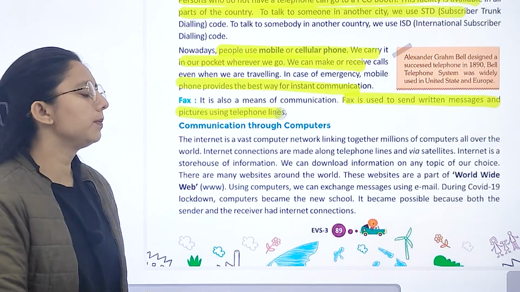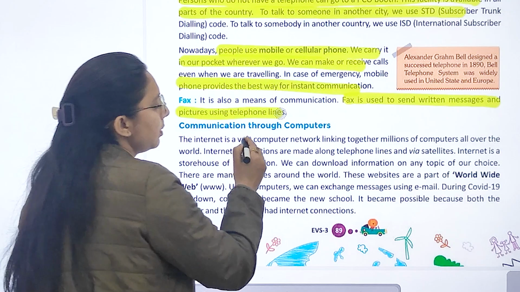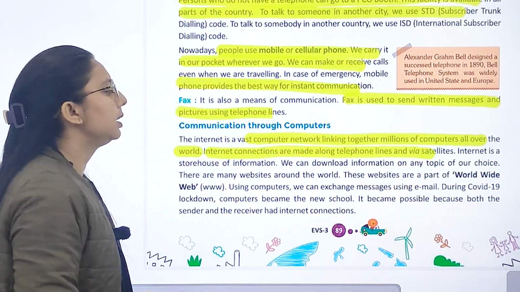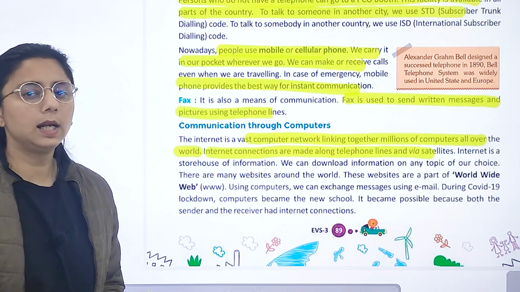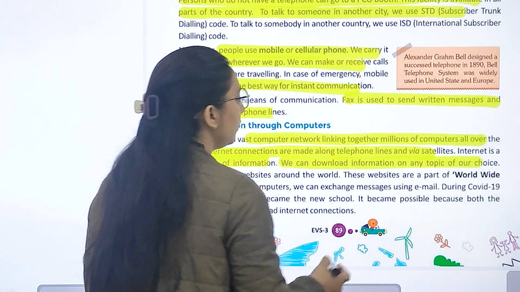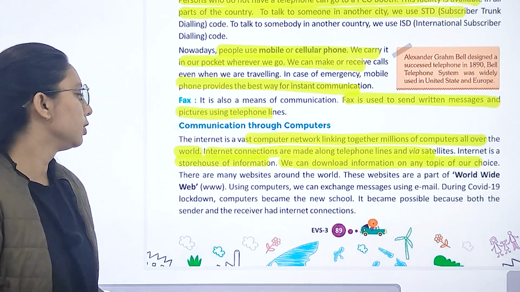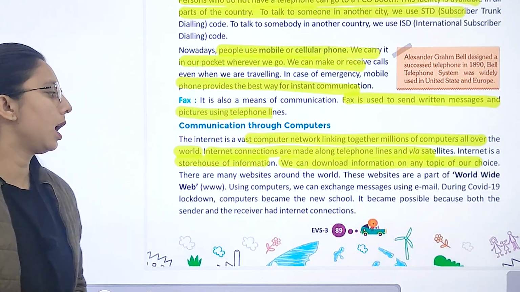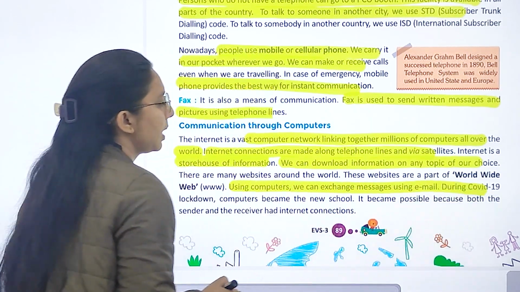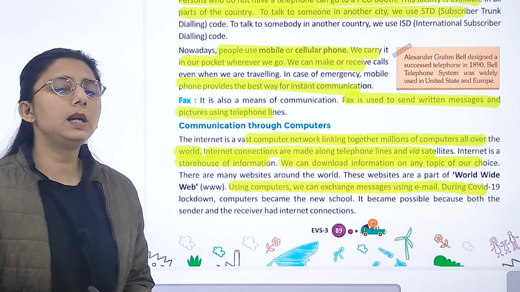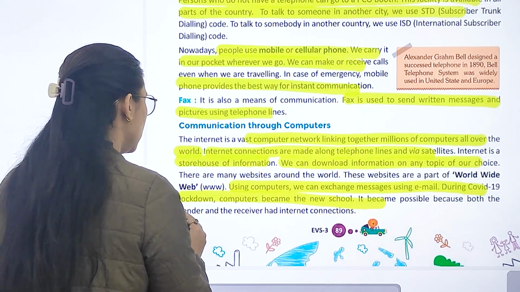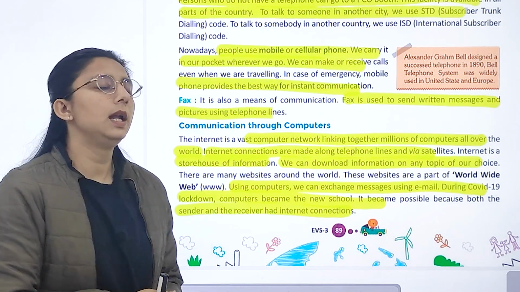Now communication through computer. The internet is a vast computer network linking together millions of computers. Internet connections are made along telephone lines via satellite. The internet is a storehouse of information. We can download information on any topic of our choice. There are many websites around the world, and websites are part of the World Wide Web. Using a computer, we can exchange messages using emails. During COVID-19 lockdowns, computers became useful. It became possible because both the senders and receivers had internet.